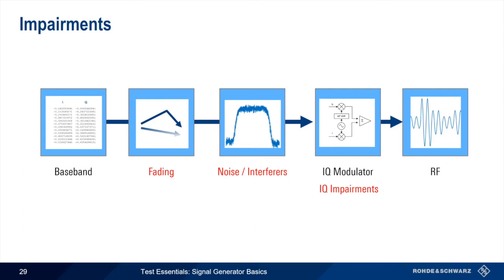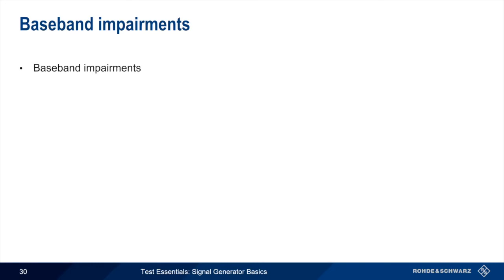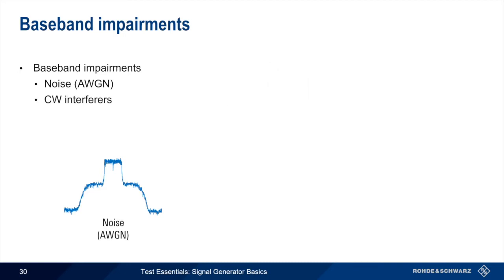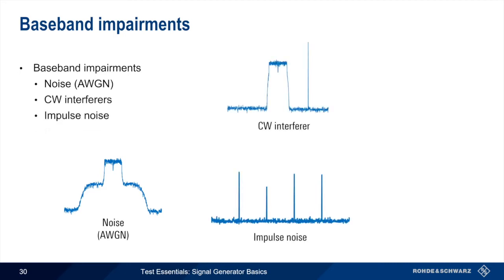We'll start by looking at noise and interferers. There are four main types of baseband impairments that can be created by vector signal generators. These include noise, or more precisely, additive white Gaussian noise, or AWGN, CW, or continuous wave interferers, impulse noise, and phase noise. Let's start by discussing noise, or AWGN.